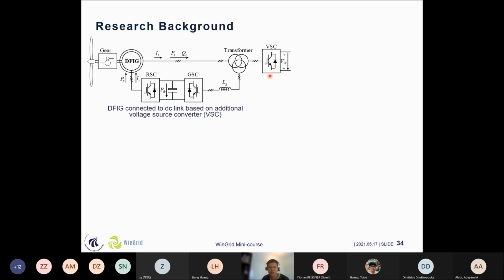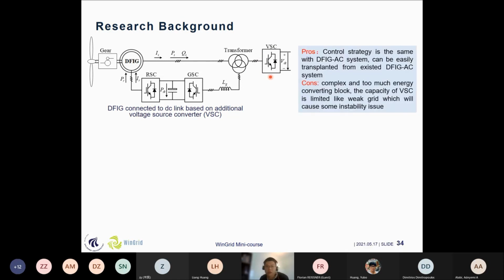This is the AC side, an alternating voltage. So if we want to change it to the DC side, we need to use a voltage source converter. The advantage of this topology is that the control strategy is the same as the DFIG AC system and can be easily transplanted from the existing DFIG-AC system. But the disadvantage is that it's very complex. You can see that it needs two converters and one large converter.